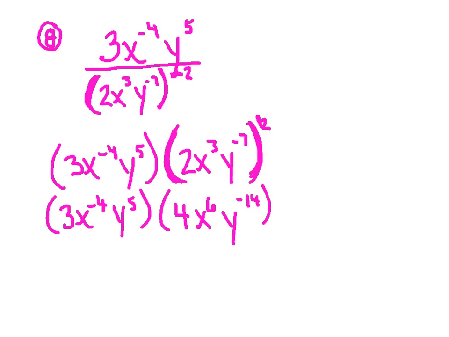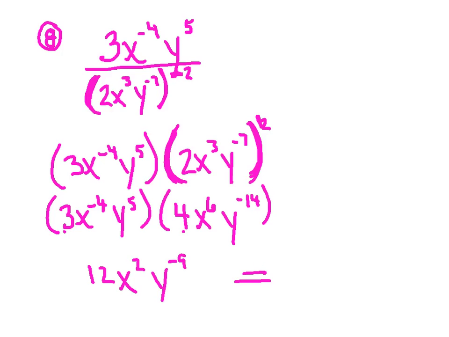At this point, you've survived the worst part of the storm, and now we're going to just multiply these two binomials together, focusing on the like factors. The 3 times the 4 gives you a 12. X to the negative 4th times x to the 6th. Now we're using our product rule. We'll add the exponents and get a 2. And then on the y's, we'll add the exponents again and get a negative 9.